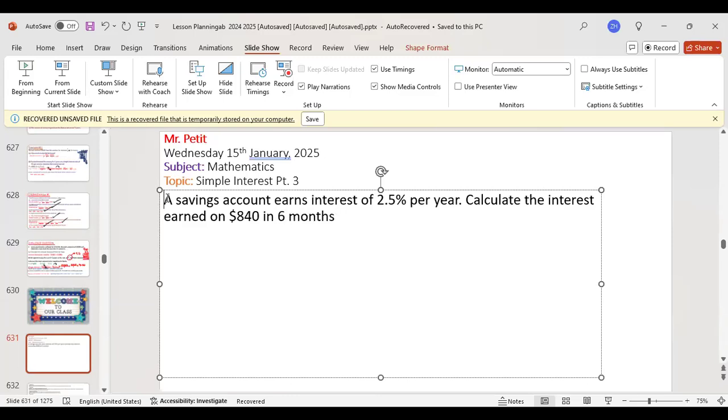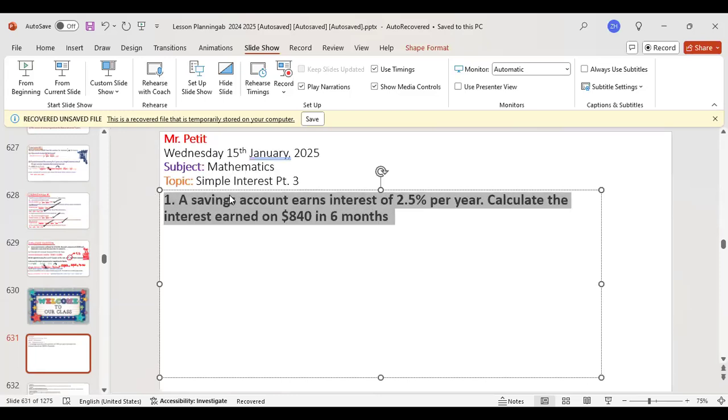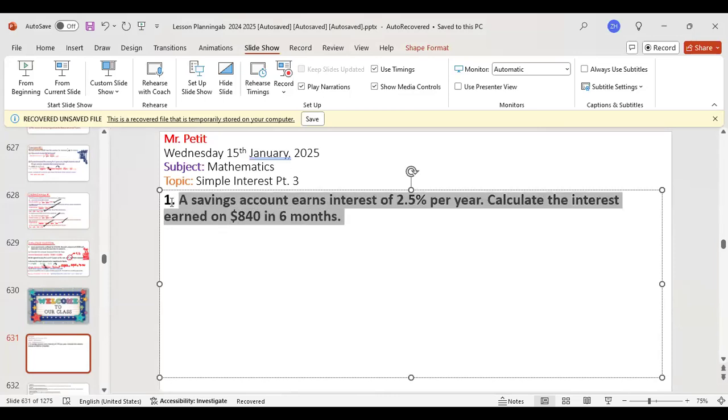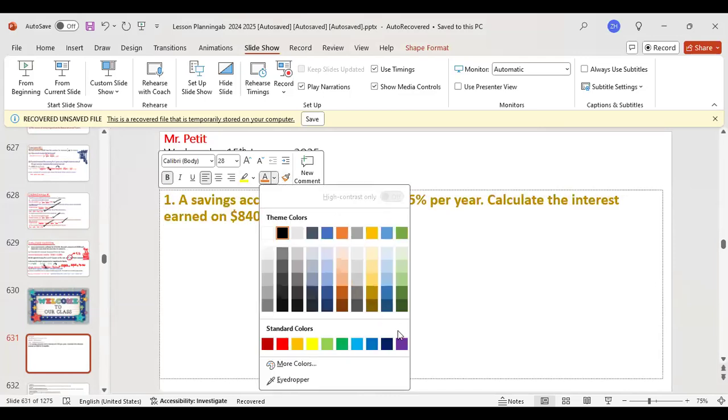Calculate the interest earned on $840 in 6 months. Good. Go ahead. Excuse me, but you said yesterday that every number in the time is always identified as years?